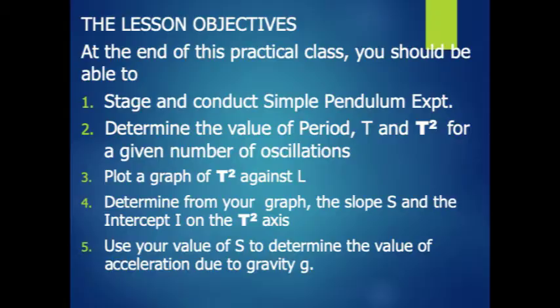At the end of this practical class, you should be able to do the following. 1. Stage and conduct simple pendulum experiments. Determine the value of period T and T square for a given number of oscillations. Plot a graph of T square against L, the length of the pendulum. And also determine from your graph the slope S and the intercept on the T square axis. Use your value of S, that is slope, to determine the value of acceleration due to gravity.